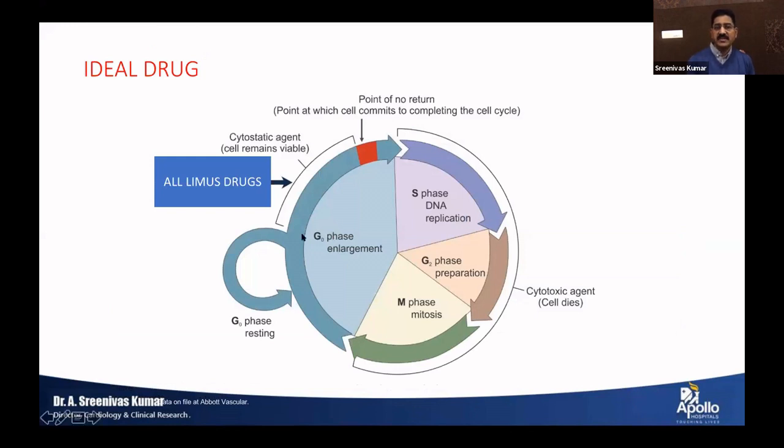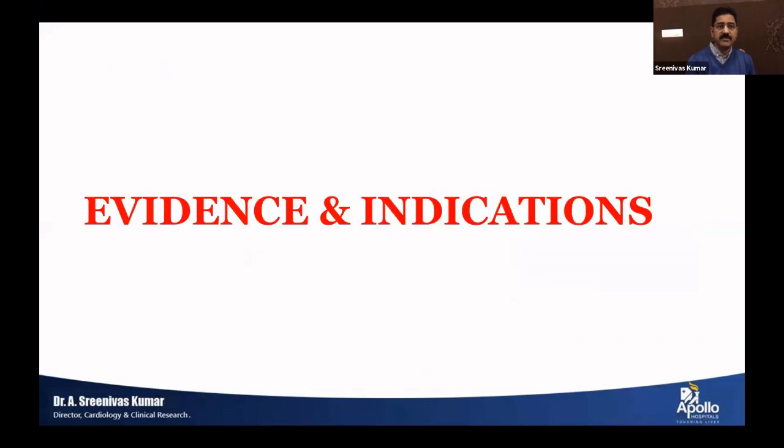Then, on which phase of the cell cycle the drug is acting: if you see, most of the limus drugs act in the G0 phase. This is the cytostatic phase. And that's how neoatherosclerosis, new cell formation within the stents, is prevented.